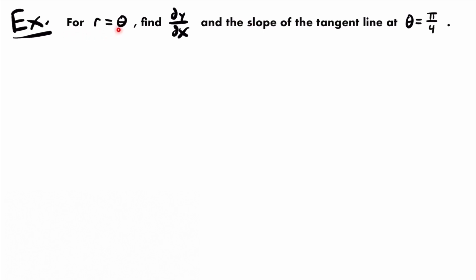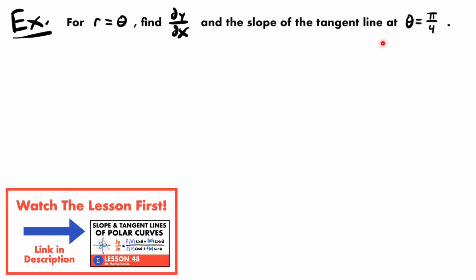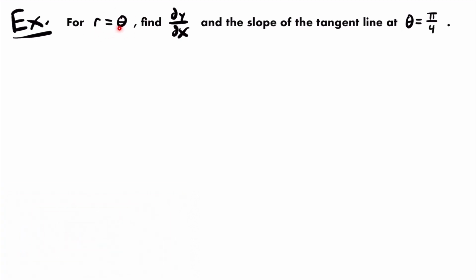For r equals theta, we want to find dy/dx and the slope of the tangent line at theta equals pi divided by 4. So what we're doing in this problem is, for this polar equation r equals theta, we want to find the derivative dy/dx and then evaluate that derivative at this value of theta to find the slope of the tangent line for that polar equation at that value of theta.